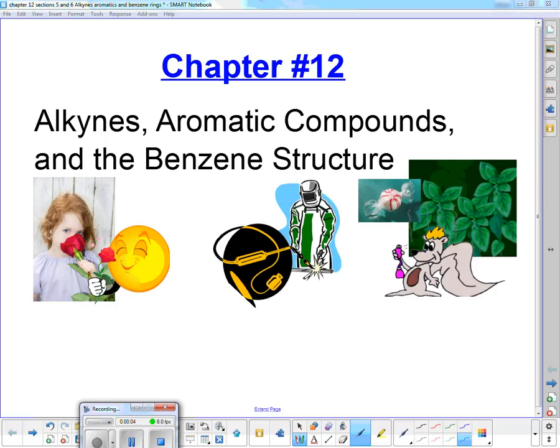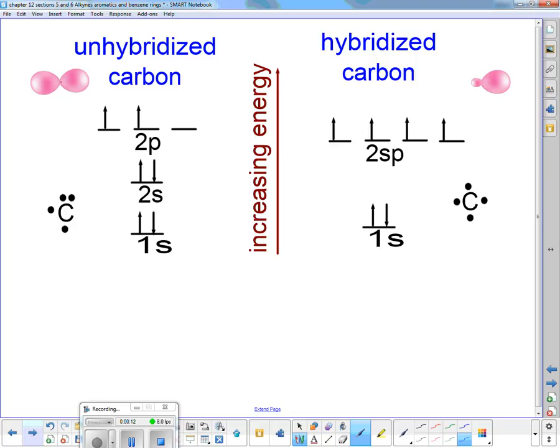Going forward now with Chapter 12, alkanes, aromatic compounds, and the benzene structure. As we talk about carbon, going back to our orbital notation, we have an unhybridized carbon, which has an s, which remember is a sphere. So we would have a sphere shape here, just close to the nucleus. The 2s would be a little bit larger, a little bit farther from the nucleus.